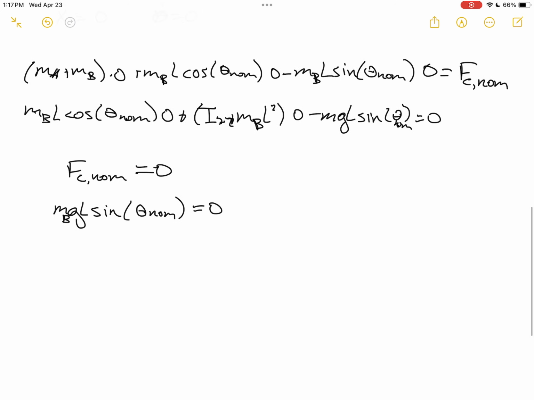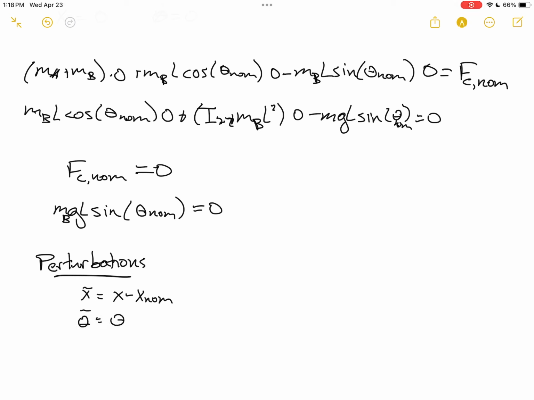But what we'll do now is define perturbations from the nominal point. So we'll say x tilde is equal to x minus x nominal, theta tilde equal to theta minus theta nominal.